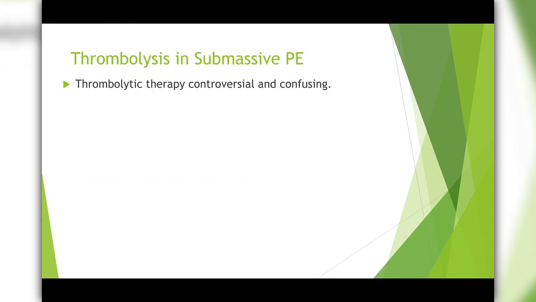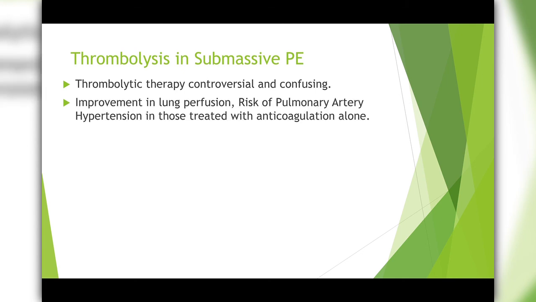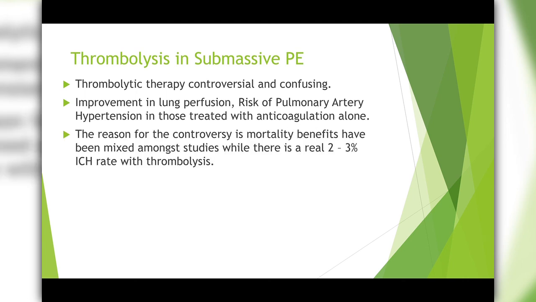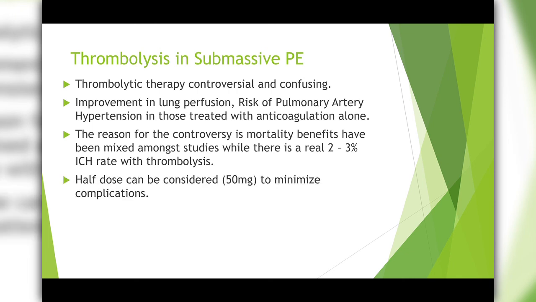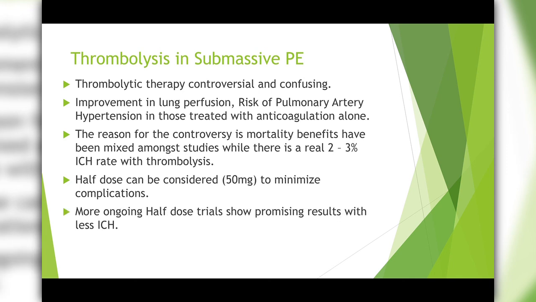However, thrombolysis is controversial in submassive PE. Possible benefits of thrombolysis include improvement in lung perfusion and prevention of long-term pulmonary artery hypertension. The complications include intracranial hemorrhage. Consider half dose to minimize complications. We need more studies to show mortality benefit over complications.